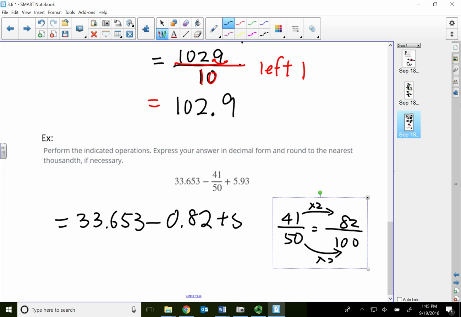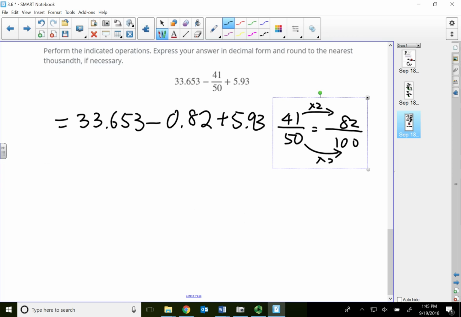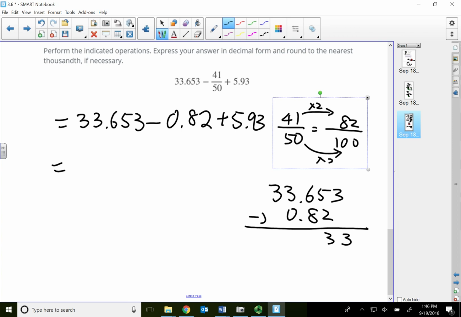All right, plus 5.93. So let's take a look. Let's do my subtraction first. 3.653 minus 0.82. Make sure we line them up. That's 3. 16 minus 8 is 8. This is now 2. So that's 2.833.